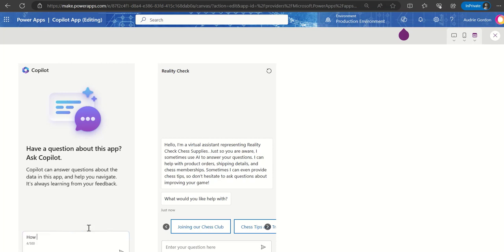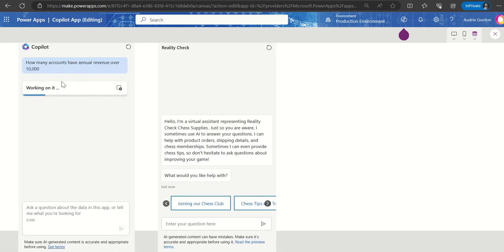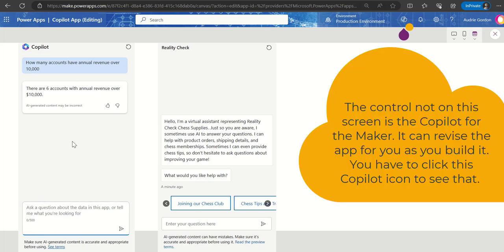So how many accounts have annual revenue over 10,000? I don't remember what the data is, so we'll find out. And this question, it has no problem answering. Okay, and this is happening on the application layer, right? Just like when you use Copilot to build an app, that's also a Copilot control that has skills and scope to the application level.